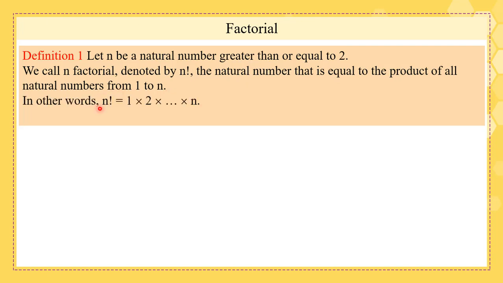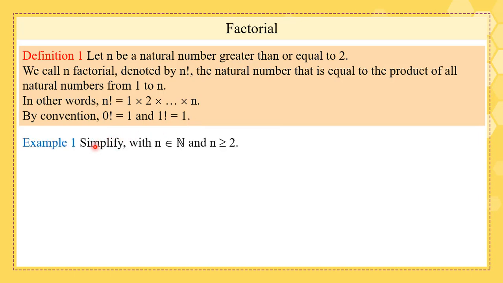In other words, if I have, for example, n factorial, this would be the product of all natural numbers from 1 to n. So if I want to talk about, let's say, 5 factorial, it will be 1 times 2 times 3 times 4 times 5. And by convention, 0 factorial is going to be equal to 1, and 1 factorial is 1. Let's see the first example.